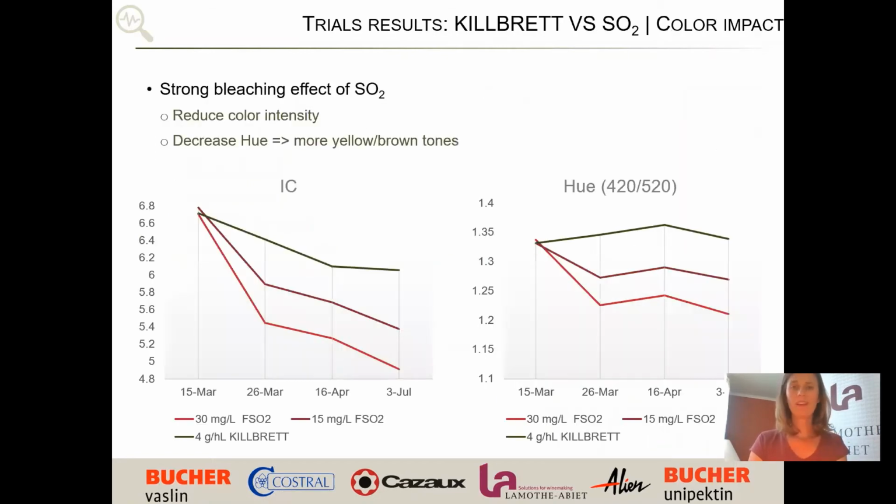Okay, one interesting point that I wanted to share with you is the impact on color. Using sulfur has a very strong bleaching effect. You realize it when you don't use sulfur. You can see the green line here, you can see that we have much more color. It is the one with just KillBrett without sulfur, much more intense color, and also the hue is higher, which means that we are having much more red, okay? So we are measuring the 420 on 520 ratio, so the highest is more red.